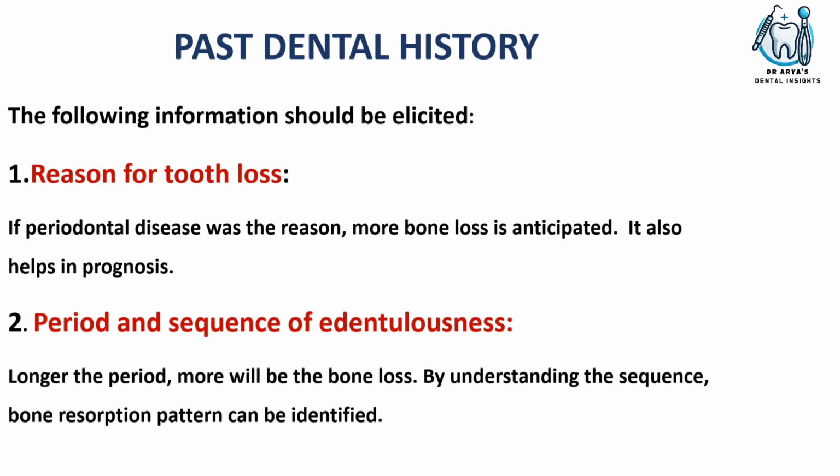So past dental history. The following information should be elicited. First one is the reason for tooth loss. If the periodontal disease was the reason, then more bone loss is anticipated, and it also helps in prognosis. Next one is the period and sequence of edentulousness. The longer the period, the more will be the bone loss. By understanding the sequence, bone resorption pattern can be identified.